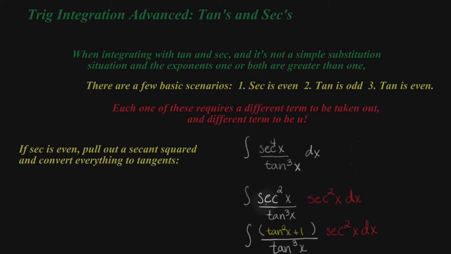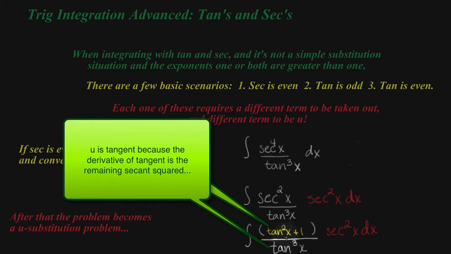All right, and when you plug in secant squared is equal to tan squared plus 1, it's a u substitution problem. After that, all you do is let u equal tangent, just the basic tangent, so this would become u squared plus 1 over u cubed. And the du would be secant squared, canceling out with this secant squared.